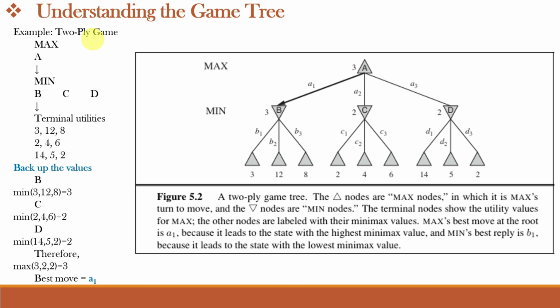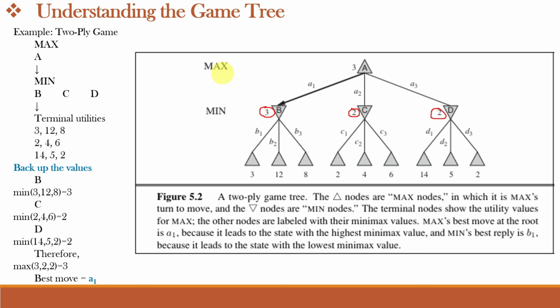As it is a two-ply game, and if this is the max move, then the next will be the min move. Starting from the terminal nodes, which are 3, 12 and 8, first min will choose its move. Min will choose the minimum, as its name is min. Remember, it has to choose the minimum to minimize max's score. So out of 3, 12 and 8, the minimum is 3. So min chooses 3. From node C, min will choose 2 out of 2, 4 and 6 because 2 is the minimum. And for node D, out of 14, 5 and 2, the minimum is 2. So min will choose the value 2. So min's turn is over.